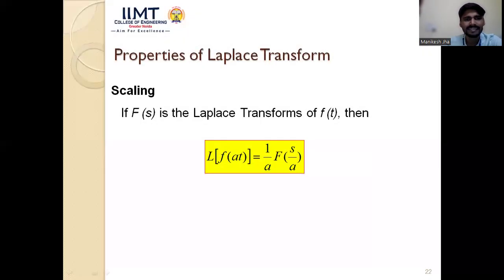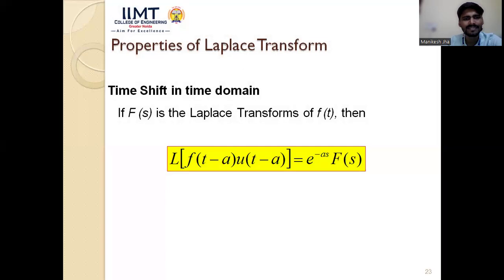The next one is the scaling property. Take the signal as f of t, with Laplace transform F of s. Now we scale that f of t signal by a, where a is the scaling factor. So the new signal is f of at. Now we take the Laplace transform of f of at. It is given as 1 upon a times F of s by a. So this is the scaling property of the Laplace transform.